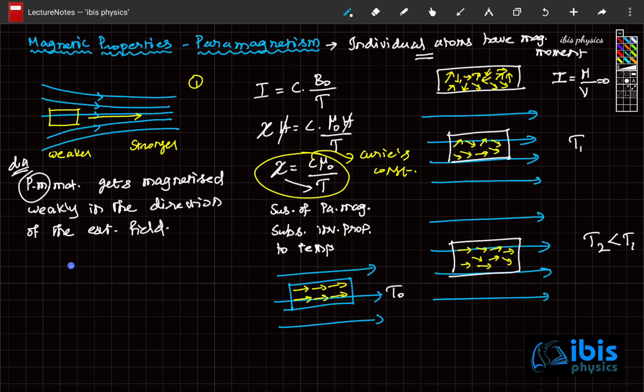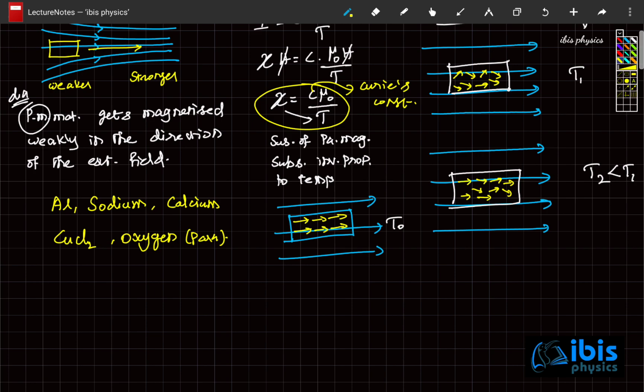Some important paramagnetic materials are aluminum, sodium, calcium, copper chloride, and one more important one is oxygen. Even oxygen is a paramagnetic substance. Because they get weakly magnetized in the direction of the field, unlike diamagnets, they won't expel the field.